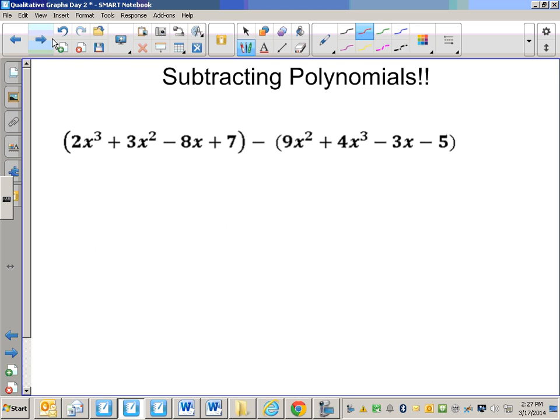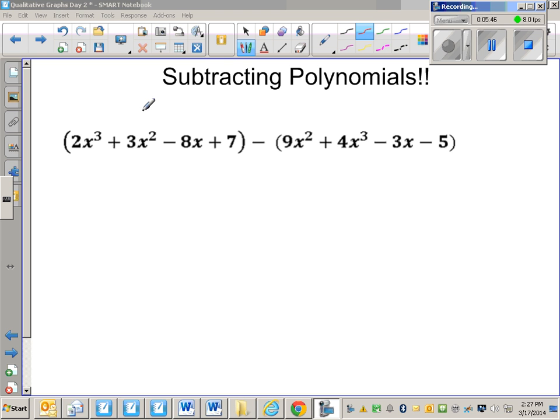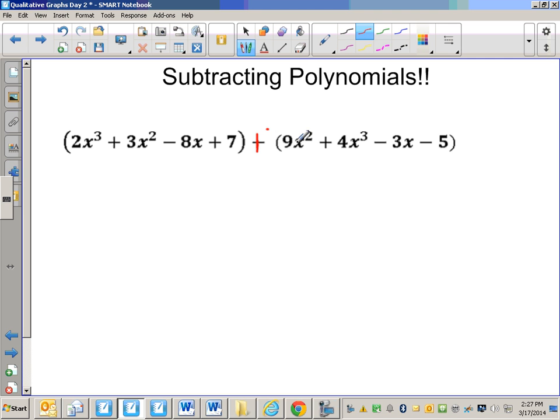So now we're going to talk about subtracting polynomials. This is just like adding polynomials. The only difference is you have the subtraction sign here. So like always, I would get rid of it, make it a plus, and then change the sign in every single one of these. So instead of subtracting, this will be a negative 9, this will be a negative 4x, this will be a plus 3x, and this will be a plus 5. And then it's just like combining like terms once you do that.